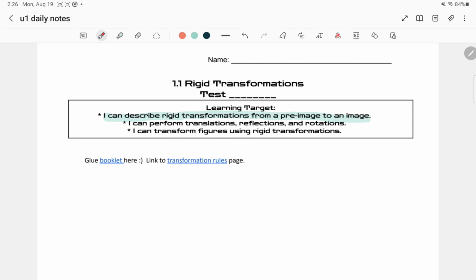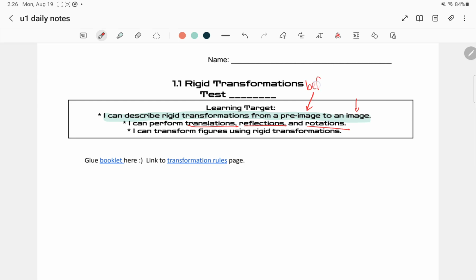So rigid transformations are translations, reflections, and rotations. This should be relatively review from 8th grade. If not, it's a good little gist of how this works. Okay, so I can describe those things from a pre-image, so these are your vocabulary words, to an image.